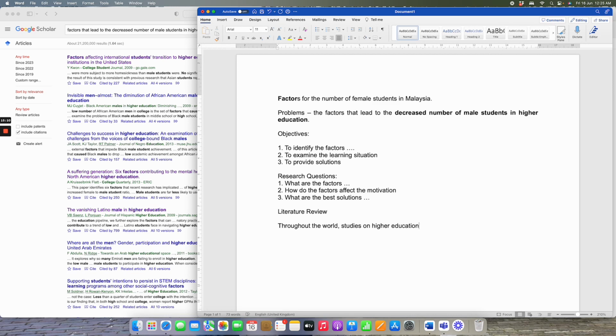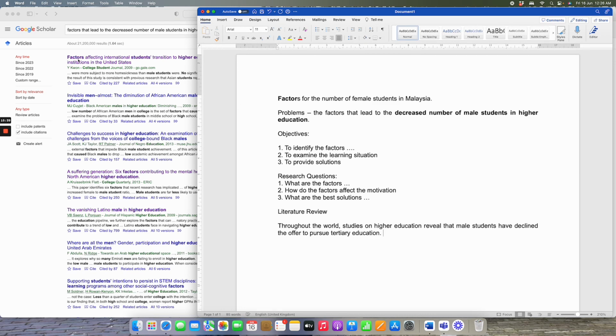Studies on higher education reveal that male students have declined, let's say, the offer to pursue tertiary education.